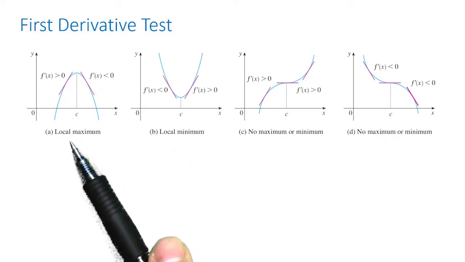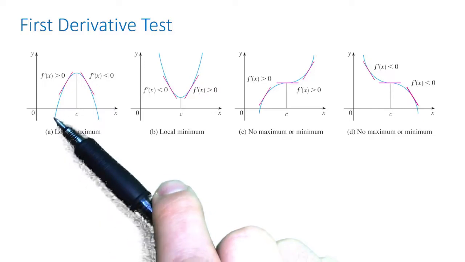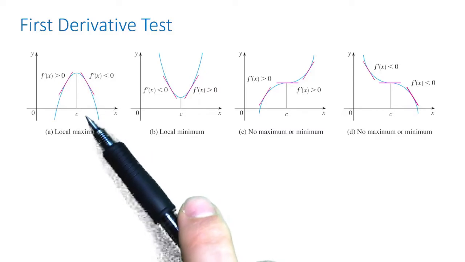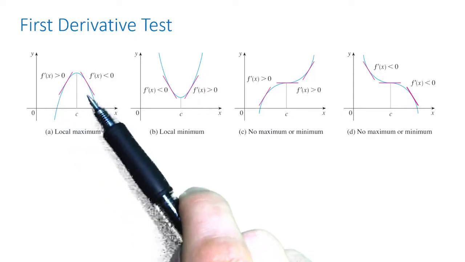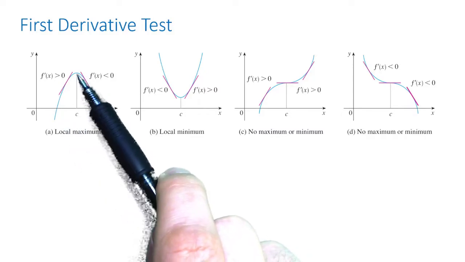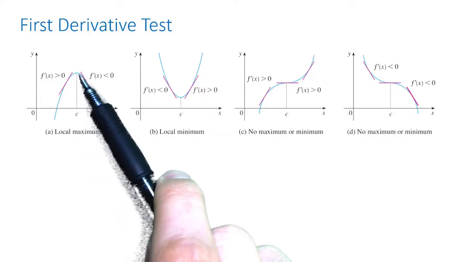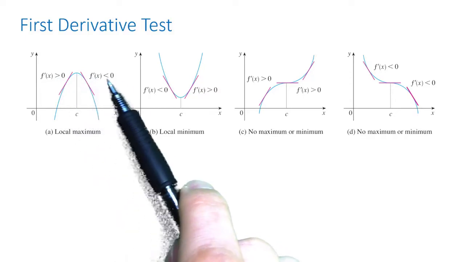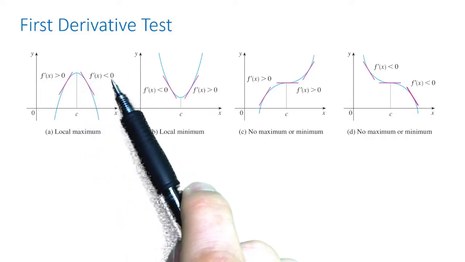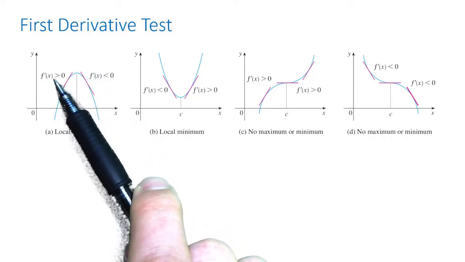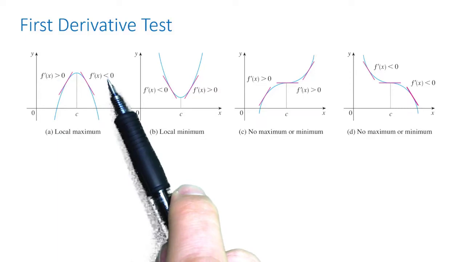Okay, so here we have an example where we have a local maximum. You can see the graph is like a parabola opening downwards. Now, what does that have to do with the first derivative? Well, we can see that to the left of the maximum point, the derivative was positive. And to the right of the maximum point, the derivative is negative. So the derivative has changed sign. It has changed from positive to negative there.